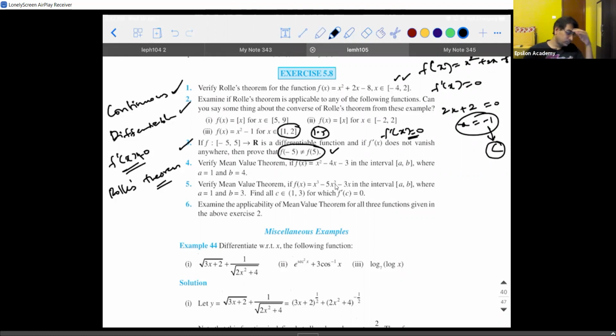Fourth one. Verify mean value theorem for the function f of x is equal to x square minus 4x minus 3 in the interval a to b, where a is equal to 1 and b is equal to 4. Check it.